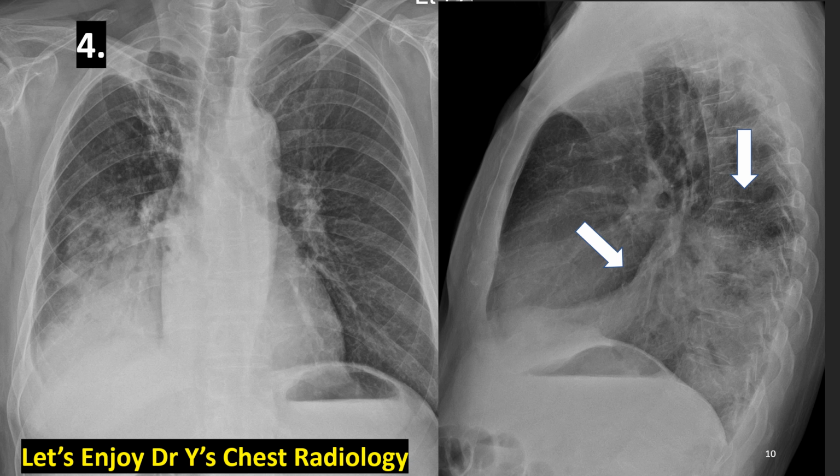The fourth case. What do we see now? The right upper lobe lesion is old TB scar, tuberculosis scar. Please forget it. What do we see from the frontal radiograph?